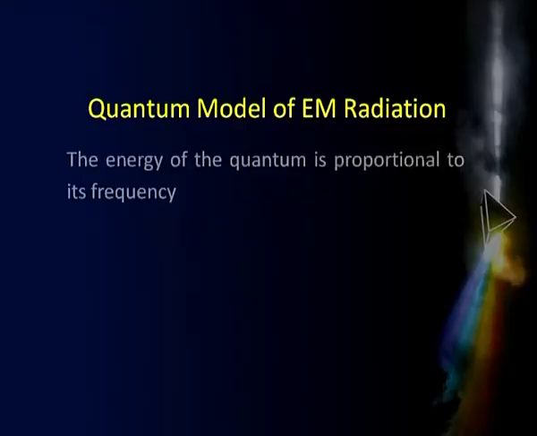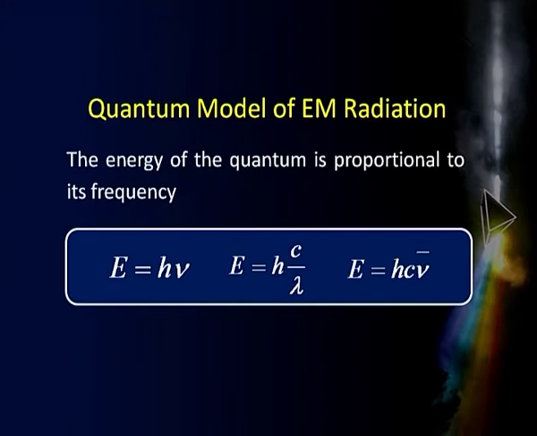Each quantum, each packet of energy, is associated with some frequency and wavelength, and its energy is given by the same expression we had earlier: E is equal to h nu, E is equal to h c by lambda, or E is equal to h c nu bar, where nu bar is the wave number. These three are very fundamental relationships which we will be using time and again when we talk about different aspects of spectroscopy. So, this is very crucial.